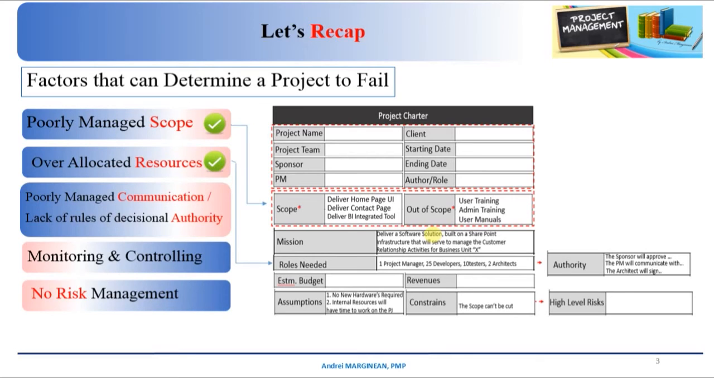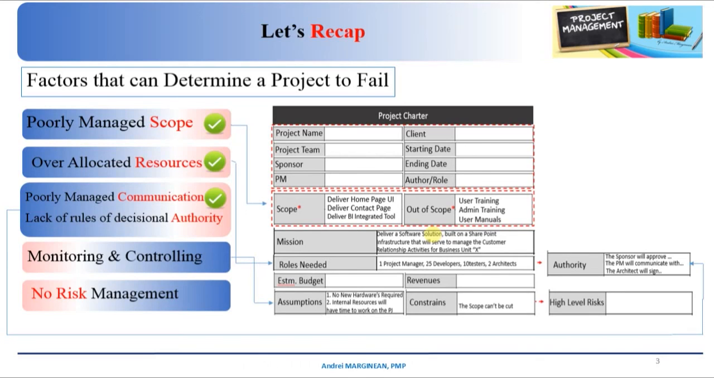smaller and smaller. Again, poorly managed communication and the lack of roles and decision authority can harm our project. If we have a good project charter and the roles needed, as well as the authority of each role, are well defined, then the problem is one step closer to being solved.